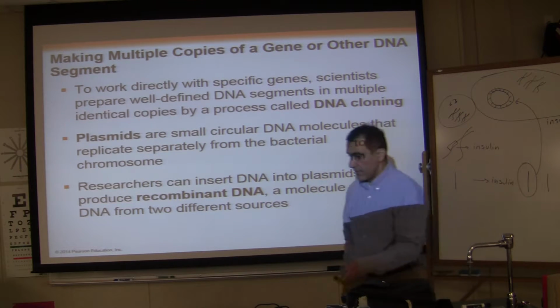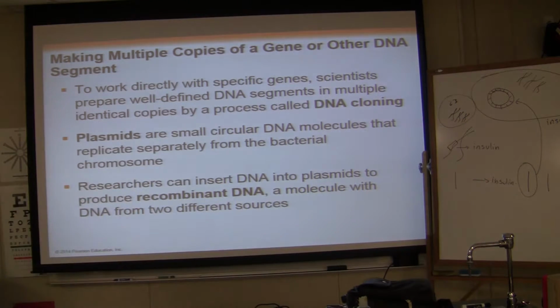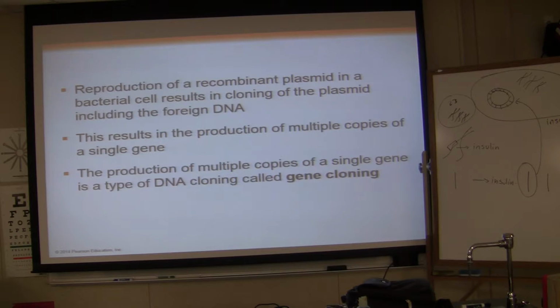Okay, so that's what the idea of manipulating the genes, recombinant DNA, a molecule with DNA from two different sources. This is one source, and this is another source. So that's what he's talking about. Okay, reproduction of a recombinant plasmid in a bacterial cell results in cloning of the plasmid, including the foreign DNA. That would be the foreign DNA. You all know what I'm talking about right here. That's a foreign DNA, human DNA, inserted into the plasmid.